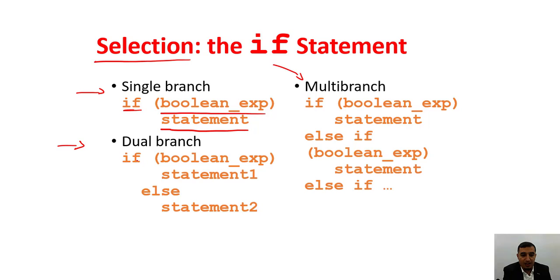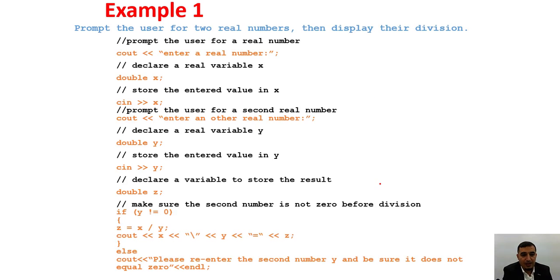Dual branch, we have an if, then else. So if this expression is true, we do statement 1. If it is not true, then we go and do statement number 2. The multi-branch, which we are going to talk about, will have if, then a Boolean expression, then the statement if it's true, else if, then a statement, else if, and so on. So we have multiple branches which we are going to go through in this class.